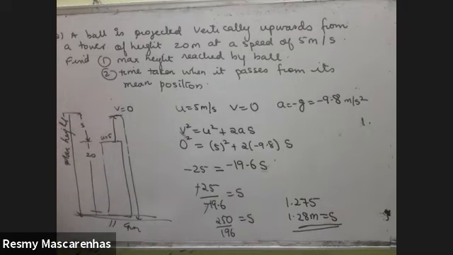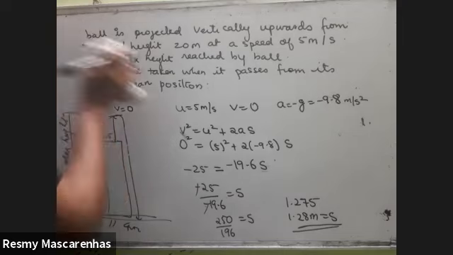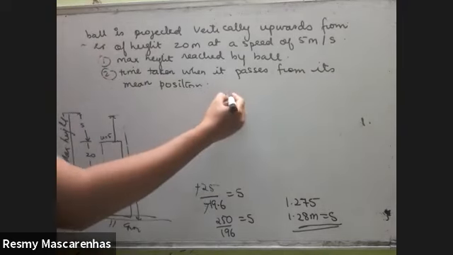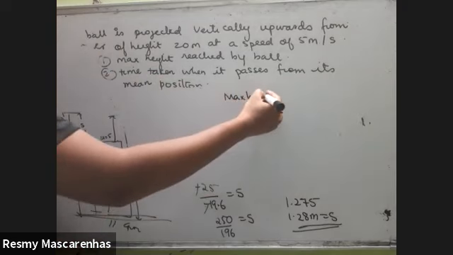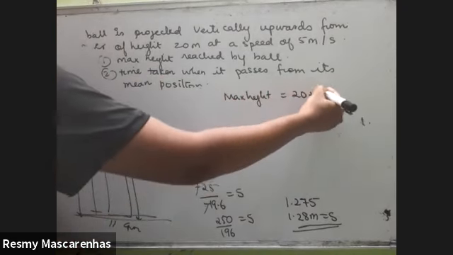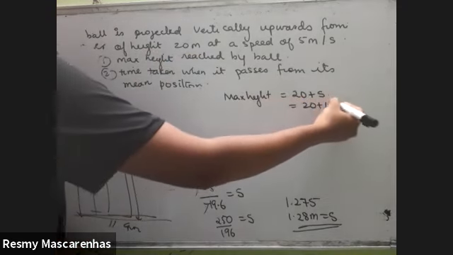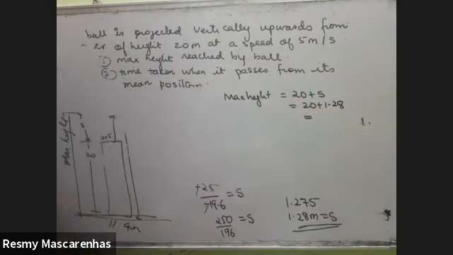Now I want to know what is the maximum height. So it will be 20 plus 1.28. So that's the maximum height reached by the ball.